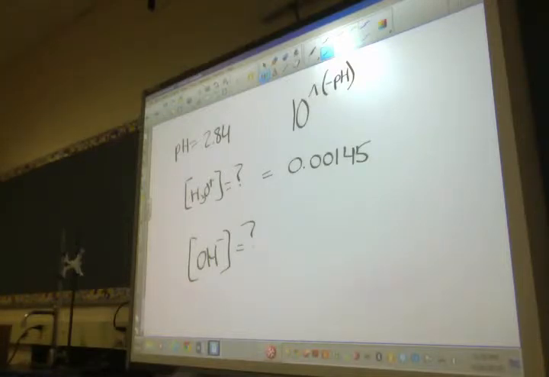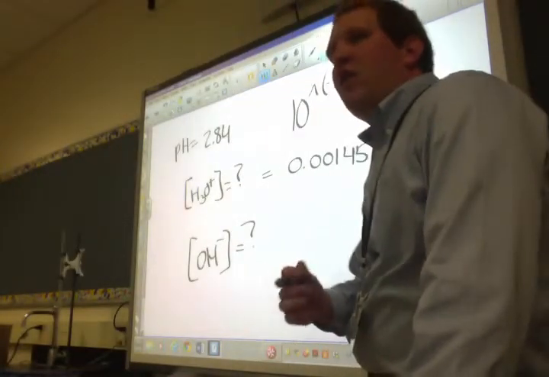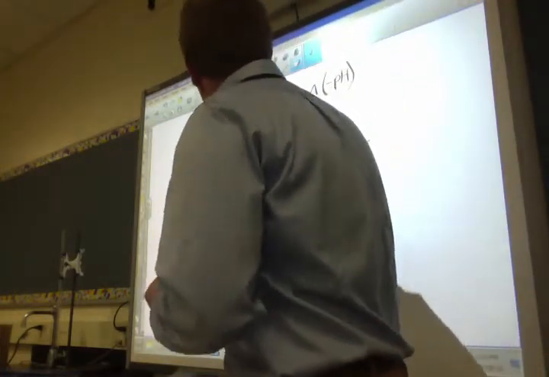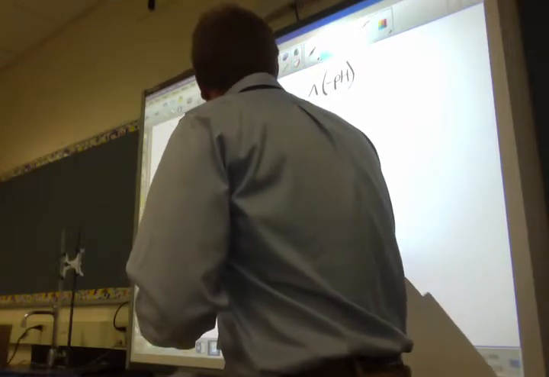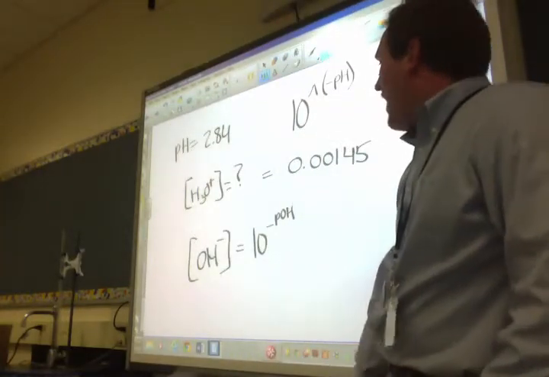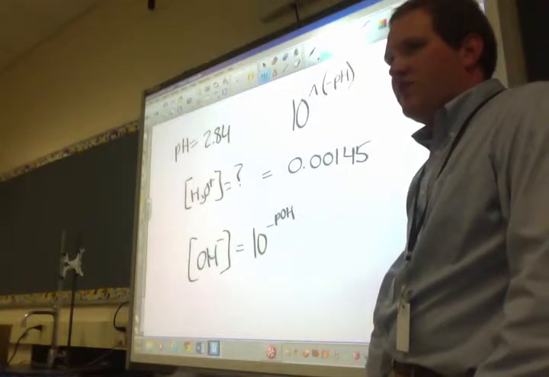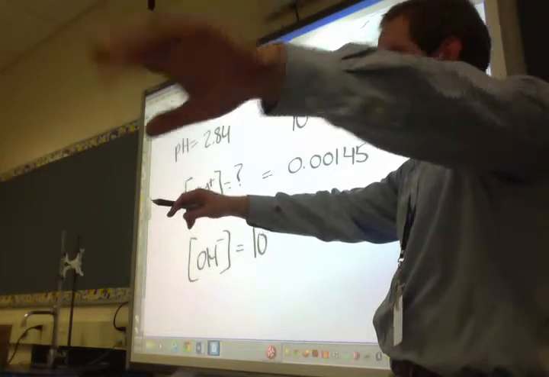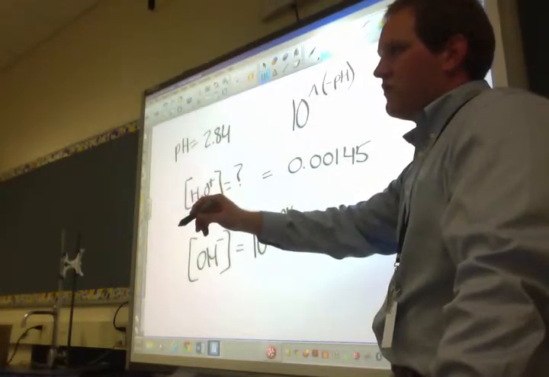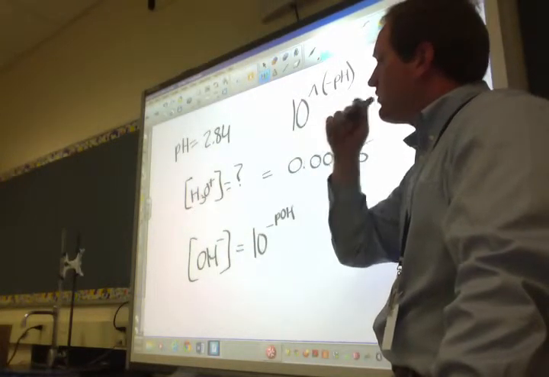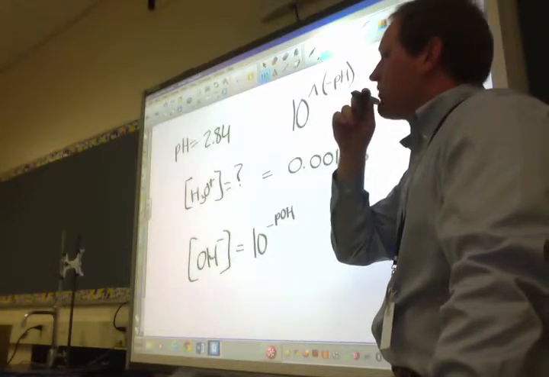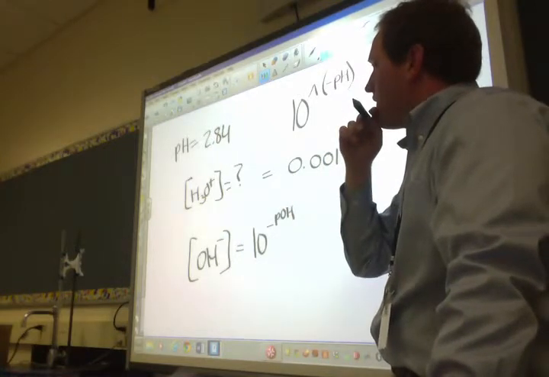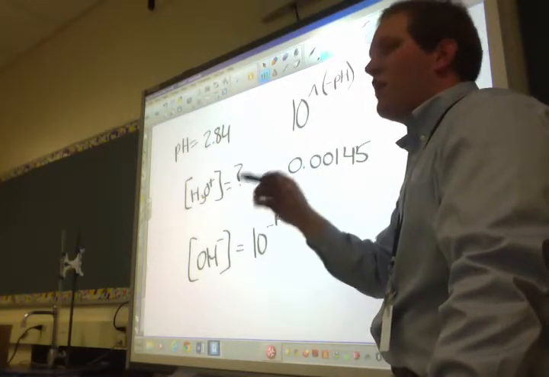Let me show one way we could do it. First of all, one formula that we know is this equals 10 to the negative pOH, correct? How can we find pOH from this? Caroline? Well, you subtract. Brad? You take 7, subtract 2.84 from 7, and then add whatever that was, I think it was 4.16, to 7, then you get 11.16. Right, and that's your pOH.